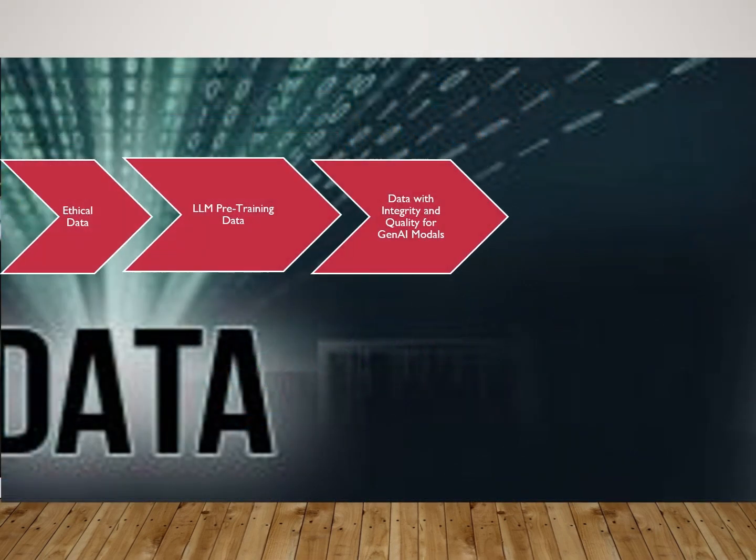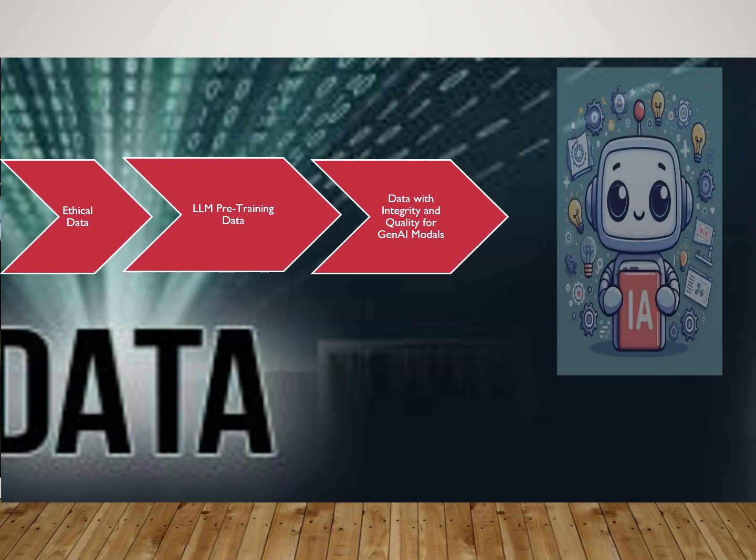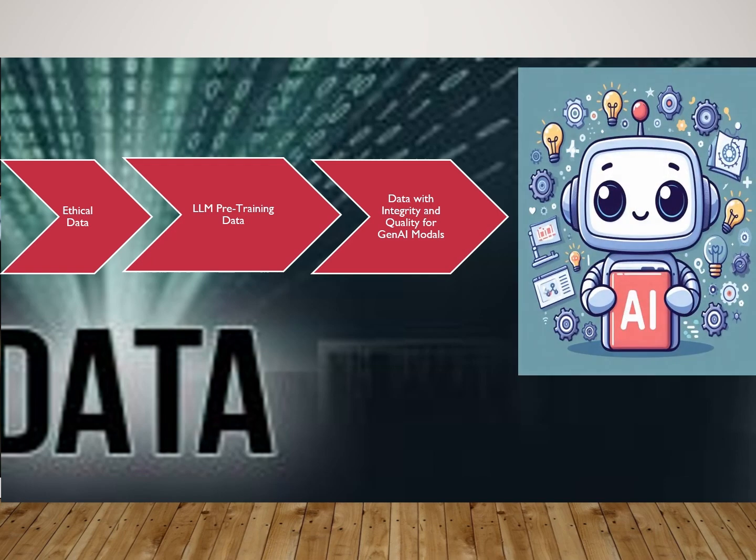Now let's go to the three phases. Once your data is ready, which is your ethical, AI-ready data, you can do LLM pre-training with your data, and then data with integrity and quality for Gen AI models can be fed into AI agents.